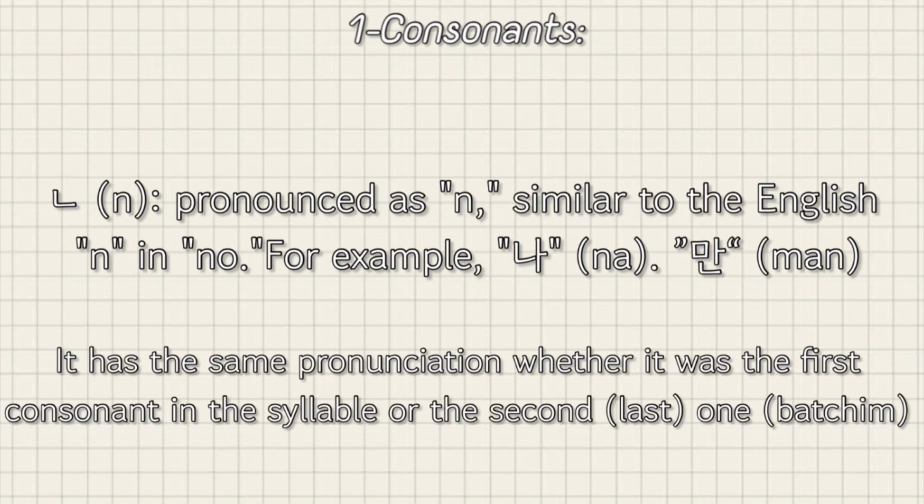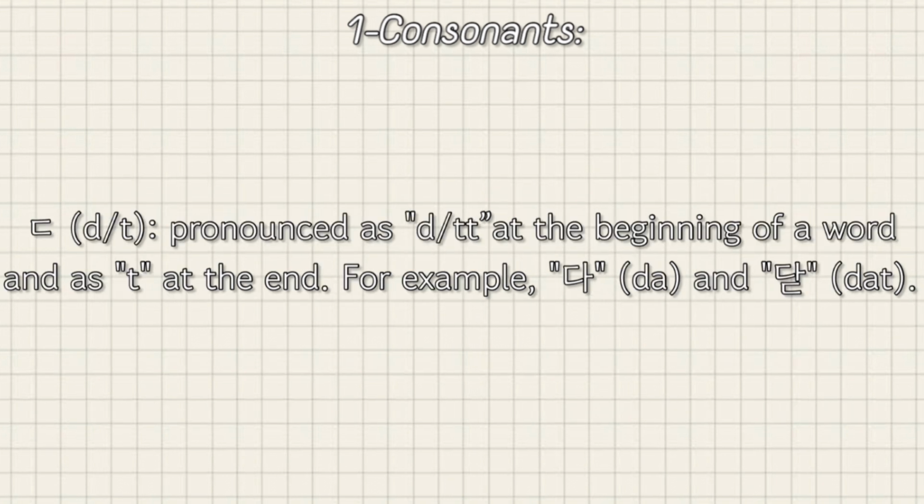Nieun, or the sound n, pronounced as n, similar to the English n in no. For example, na, or even if it's a bachim, it's man. It has the same pronunciation whether it was the first consonant in the syllable or the second one. Digeut, or the sound t, pronounced in a degree between the sound d and t in English, of course, at the beginning of a word, and as t at the end. For example, ta, and tat.